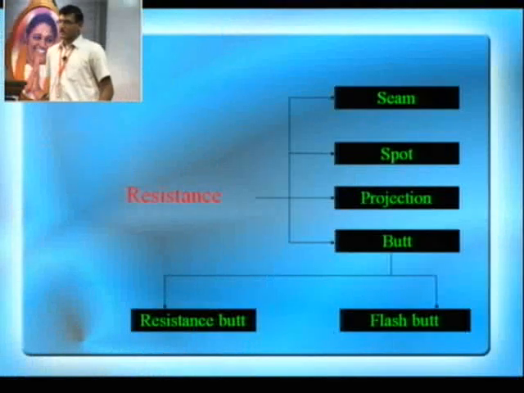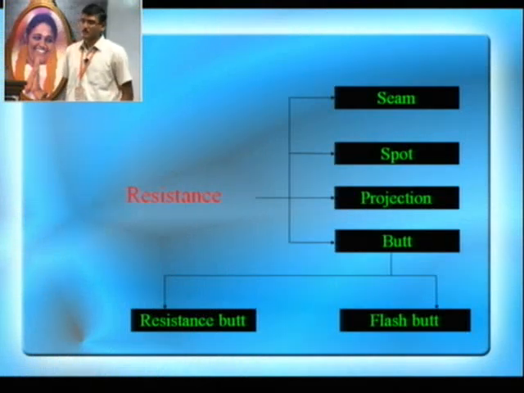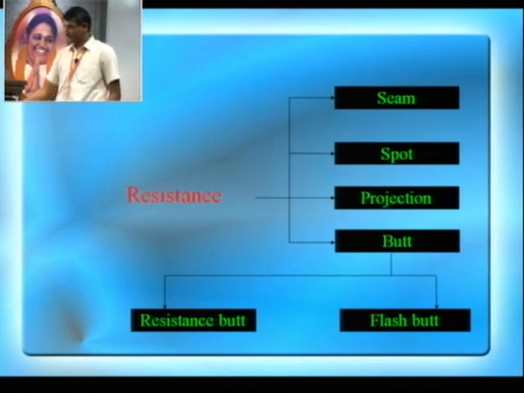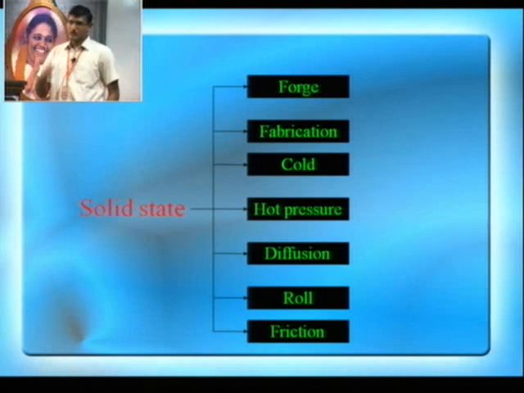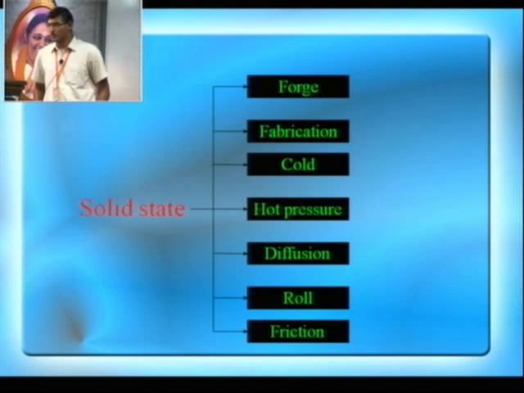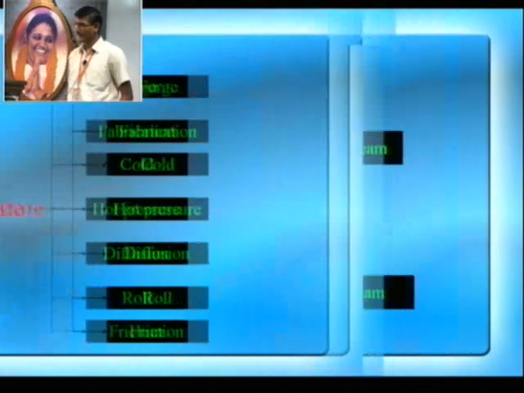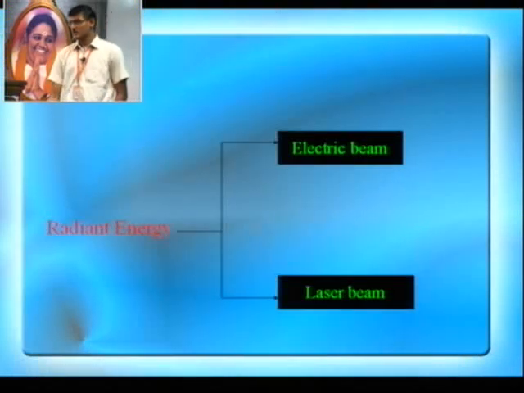Resistance welding is classified into 4 types: seam, spot, projection, and butt. Butt is again classified into 2 types: resistance butt and flash butt. Solid state is classified into 7 types: forge, fabrication, cold, hot pressure, diffusion, roll, and friction. And radiant energy is classified into only 2 types: electron beam and laser beam.